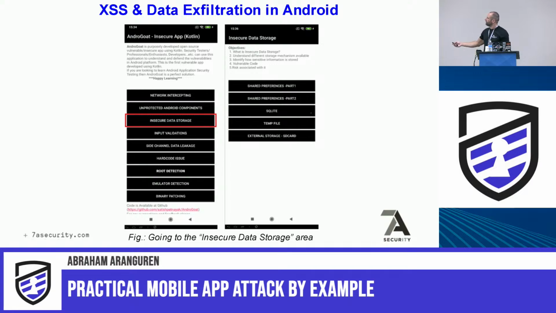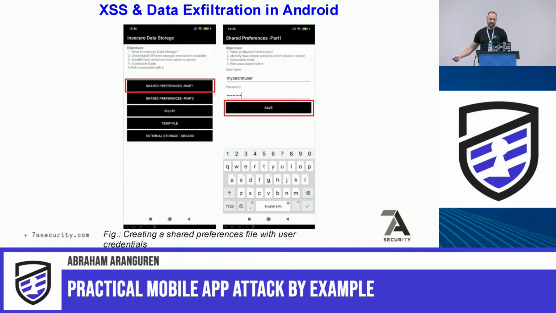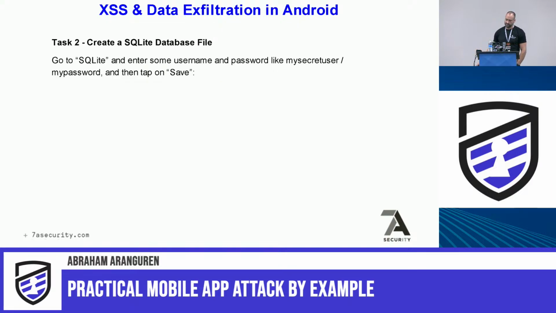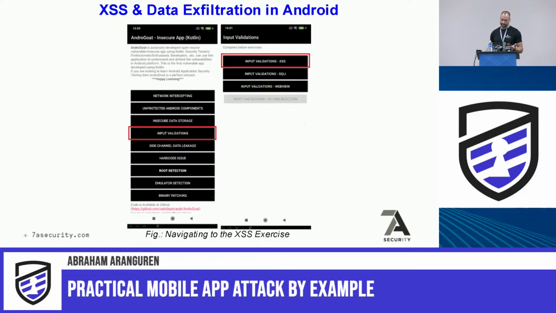And basically, we first have to save some data. So we create some preference file that is going to store some credentials on disk. Also the same with a SQLite file, right? So we are basically storing credentials in plain text in the file system to demonstrate the XSS later.